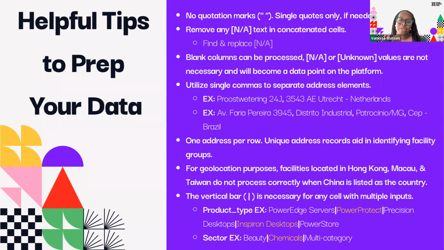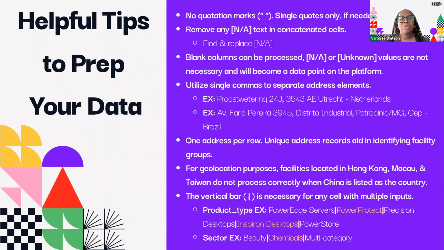When compiling your address information, we require one address per row. Unique address details, even if there's a facility group that has multiple locations, the address geolocation is matching 1-to-1. And so we ask that you have a single address in a row. The address details for identifying facility groups will come to light with the additional rows that are submitted on each individual address.